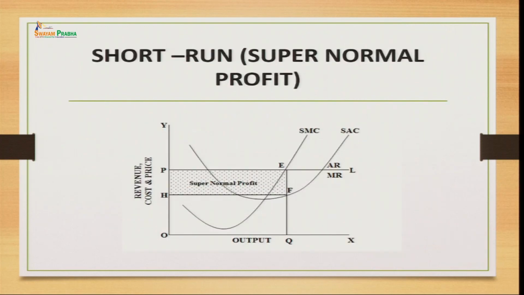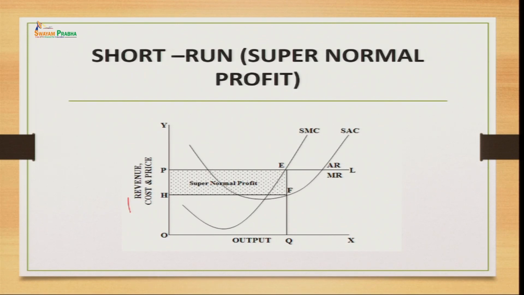So, let us look at these conditions: when the firm will earn supernormal profit, how are we going to determine this firm's equilibrium? How are we going to understand it? Here you can see on the x axis we are representing the quantity, output and quantity both, and on the y axis we have revenue, cost and price. Revenue minus cost is the profit.